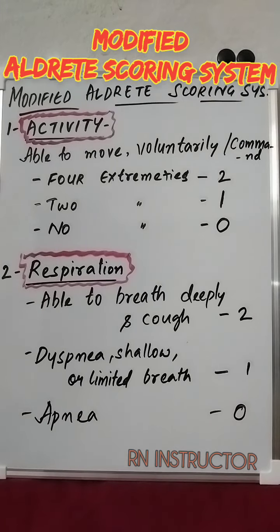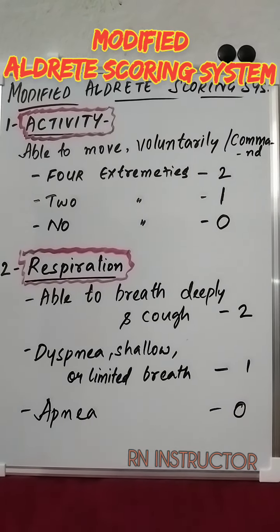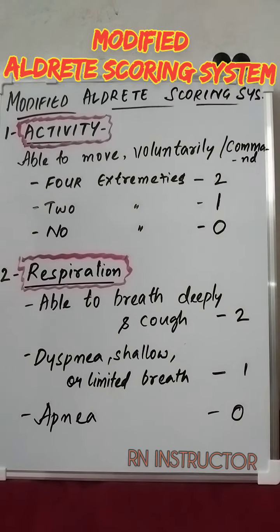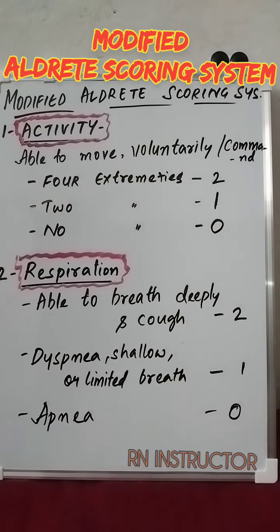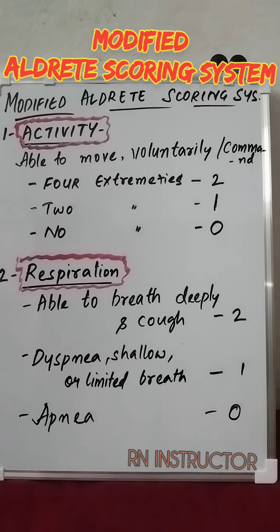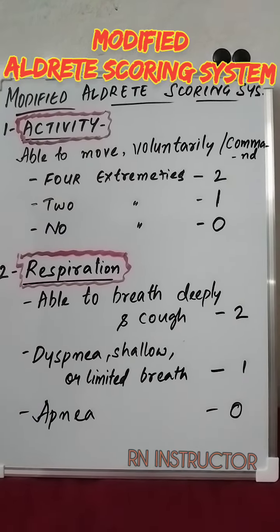First, activity. We need to check whether the patient is able to move voluntarily or follow commands. If all four extremities are moving, the score is 2. If only two extremities are moving, the score is 1. If no extremities are moving, the score is 0.